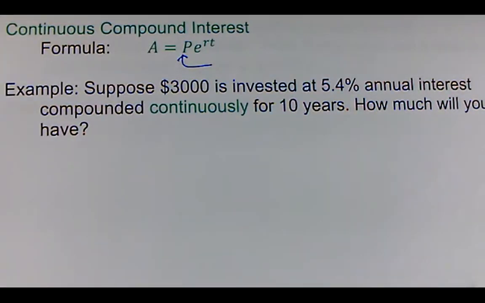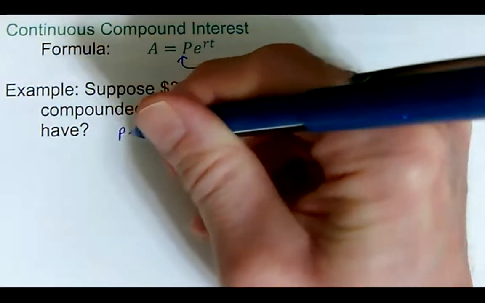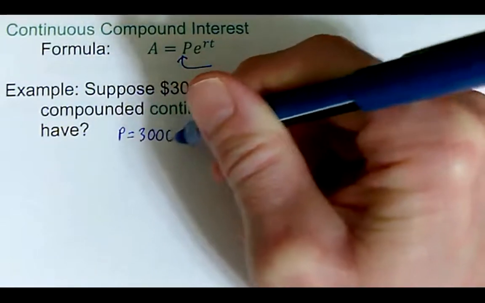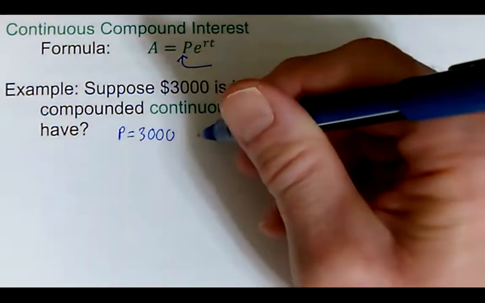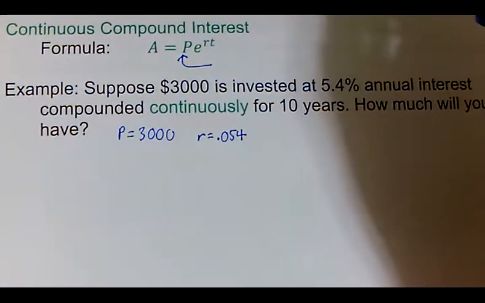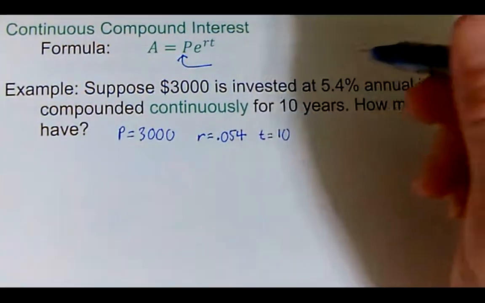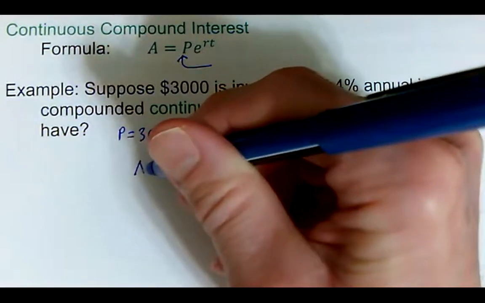So let's suppose that $3,000 is invested at 5.4% annual interest, compounded continuously for 10 years. How much will you have after those 10 years? So let's see what we're given. 3,000 is going to be my principal, so P is 3,000. The R is the interest rate. Again, you have to convert that to a decimal, 0.054. T is time, and that's going to be 10. And the A is what you're hunting for.